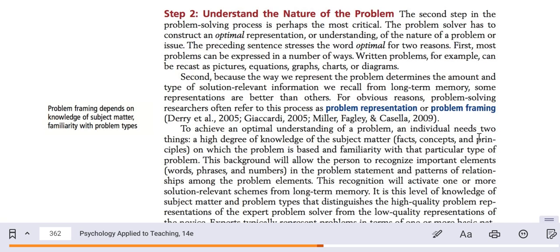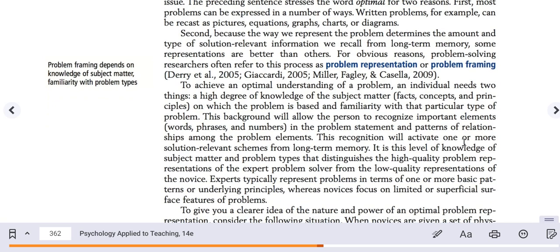To achieve an optimal understanding of a problem, an individual needs 2 things: a high degree of knowledge of the subject matter, facts, concepts, and principles, on which the problem is based, and familiarity with particular types of problem. This background will allow the person to recognize important elements, words, phrases, and numbers in the problem statement and patterns of relationships among the problem elements. This recognition will activate one or more solution-relevant schemes from long-term memory.